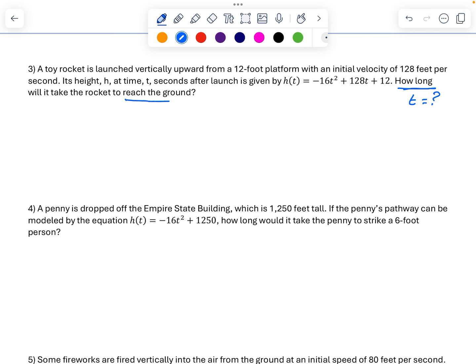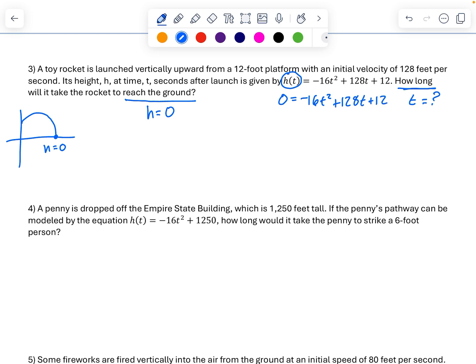So that means our time is what we're searching for. To reach the ground. Okay, so if you think about it, if this rocket's being launched, when it hits the ground, the height is 0. So if we know the height is 0, I can replace the height with 0. So it would look like 0 equals negative 16t squared plus 128t plus 12.